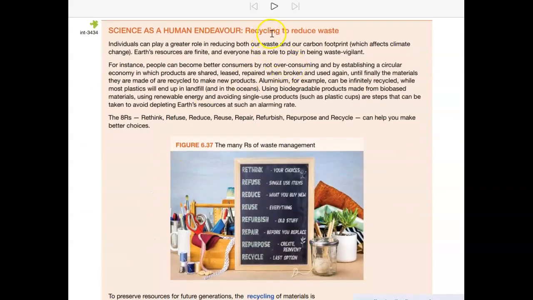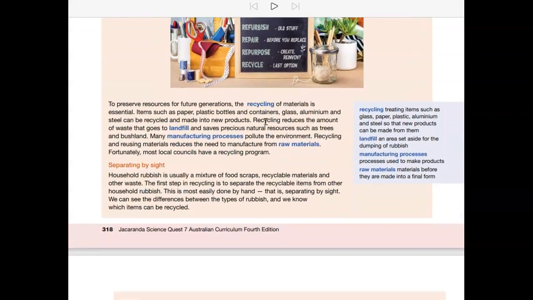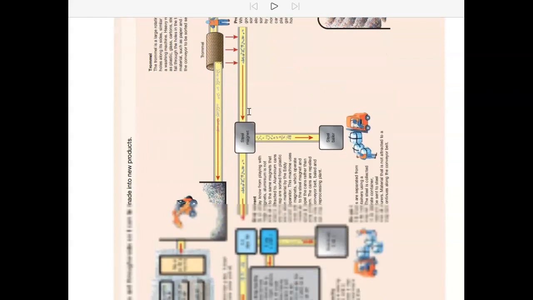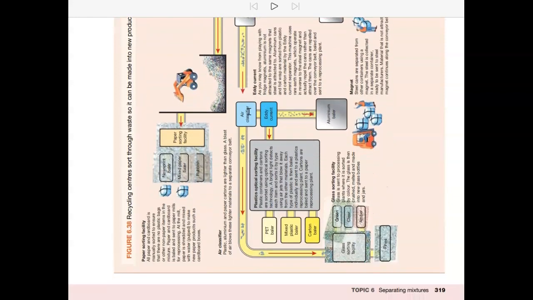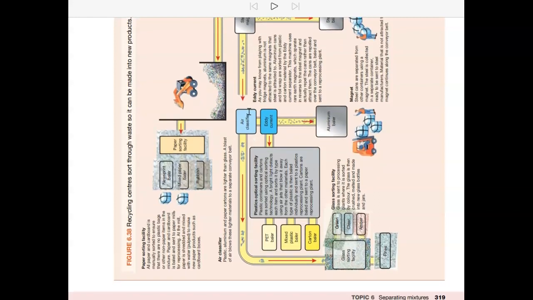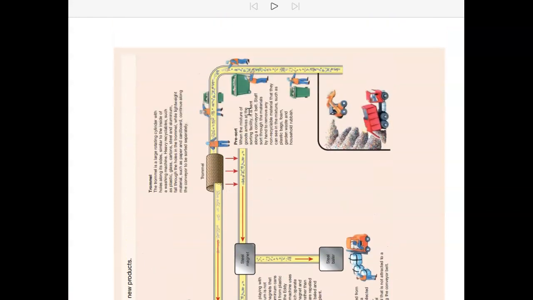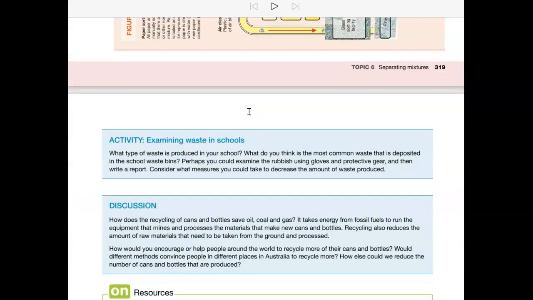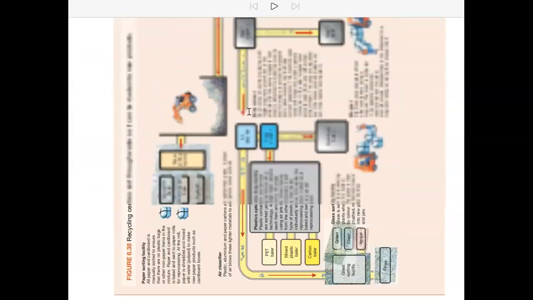Then recycling to reduce waste. So I request you to pause the video here and read this information just for the general knowledge, why recycling is important. This is a picture of a recycling plant. Sorry, I wish I could just turn it around. Maybe I'll show you this in the class. And that's pretty much it.